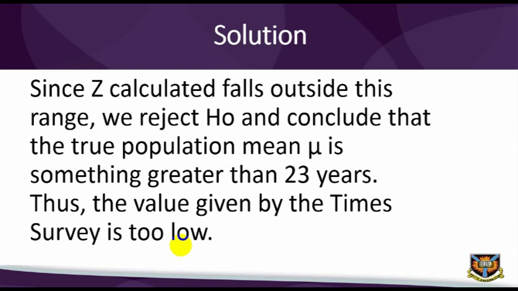Step 4. Degree of freedom. DF is equal to N1 plus N2 minus 2. DF is equal to 30 plus 40 minus 2, which is equal to 68.